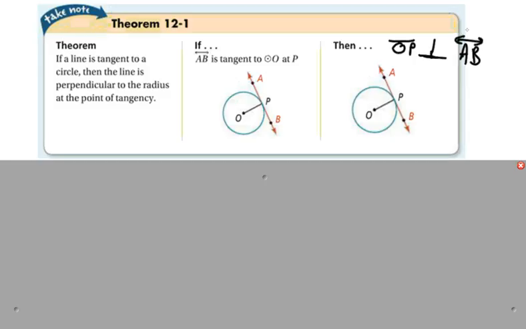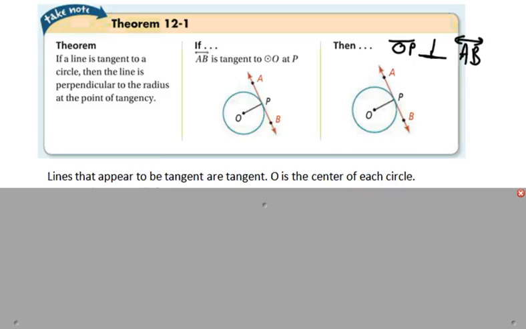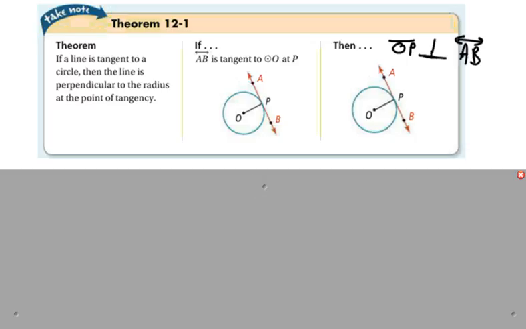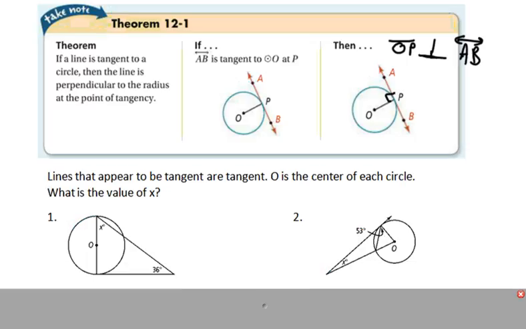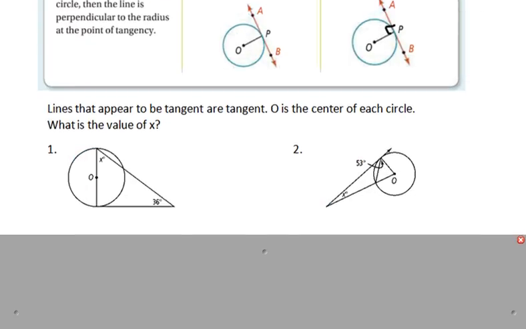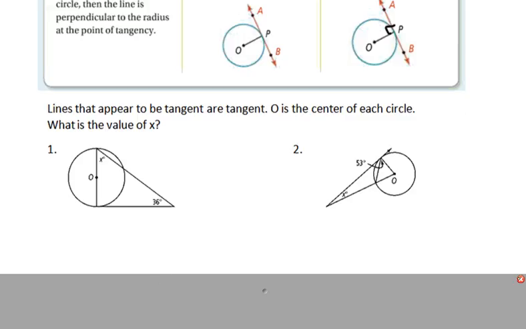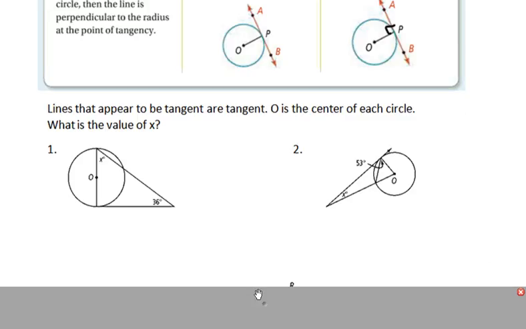All right. So let's use that now. Remember that makes 90-degree angles. So examples 1 and 2 here. Lines that appear to be tangent are tangent. Let's just assume that. O is the center of each circle, and we want to find the value of x. So how we can apply that theorem is right here. We have a point of tangency. It touches the circle only at one point.